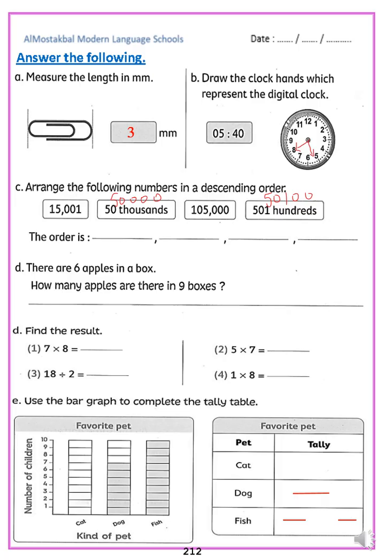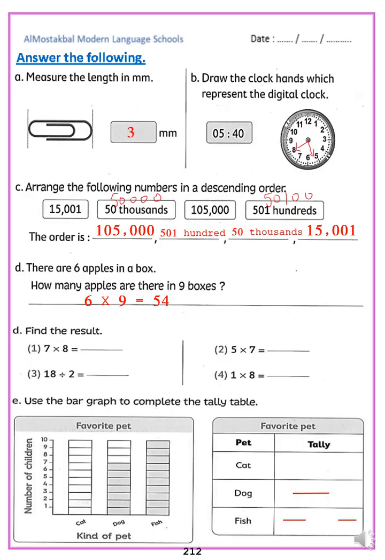The next question. Arrange the following numbers in a descending order, from the greatest to the least. The first number is 105,000. The next, 50,100. The next, 50,000. The next, 15,001. The next question. There are 6 apples in a box. How many apples are there in 9 boxes? 6 by 9 equals 54.